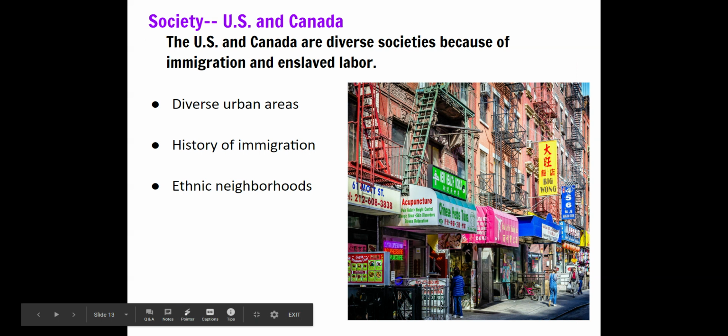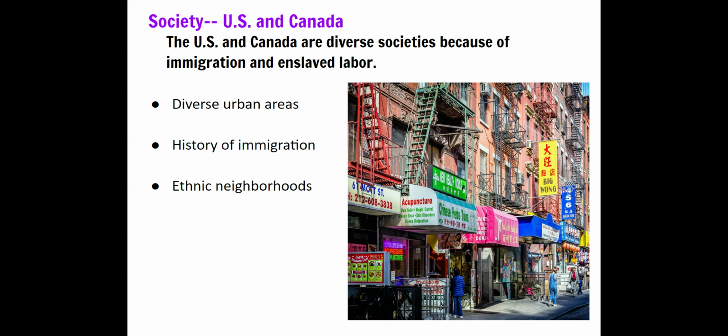Briefly, I want to talk about society. The United States and Canada are both very diverse, which means there are many different kinds of people who live there. And in the United States and Canada, that's because of immigration. That's because people came to North America from other places and settled here. And a large part of that was colonization, where Europeans took land away from Native Americans and claimed it for themselves. And another large part of that is enslaved labor, where Europeans enslaved Africans and brought them to North America to work for free.